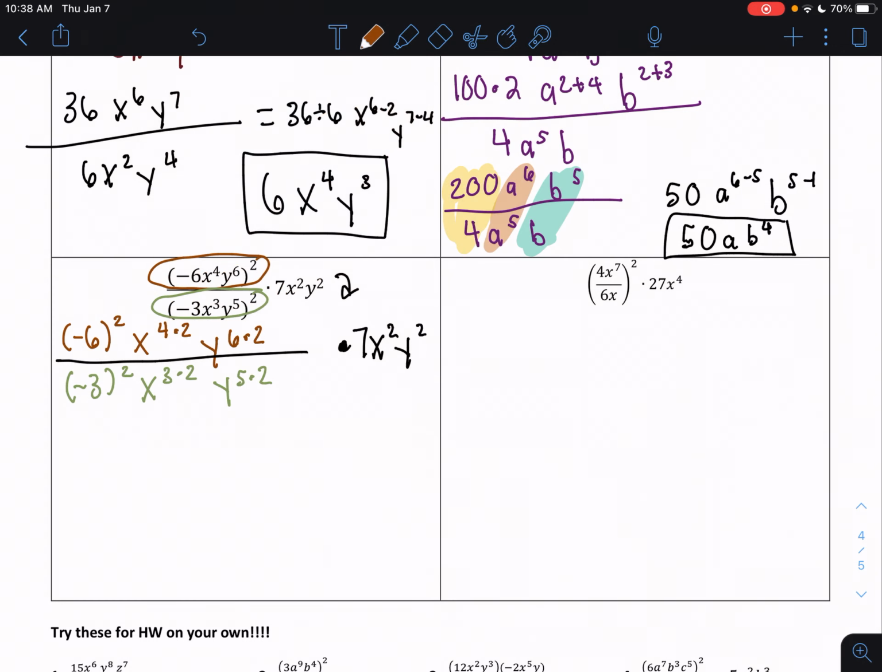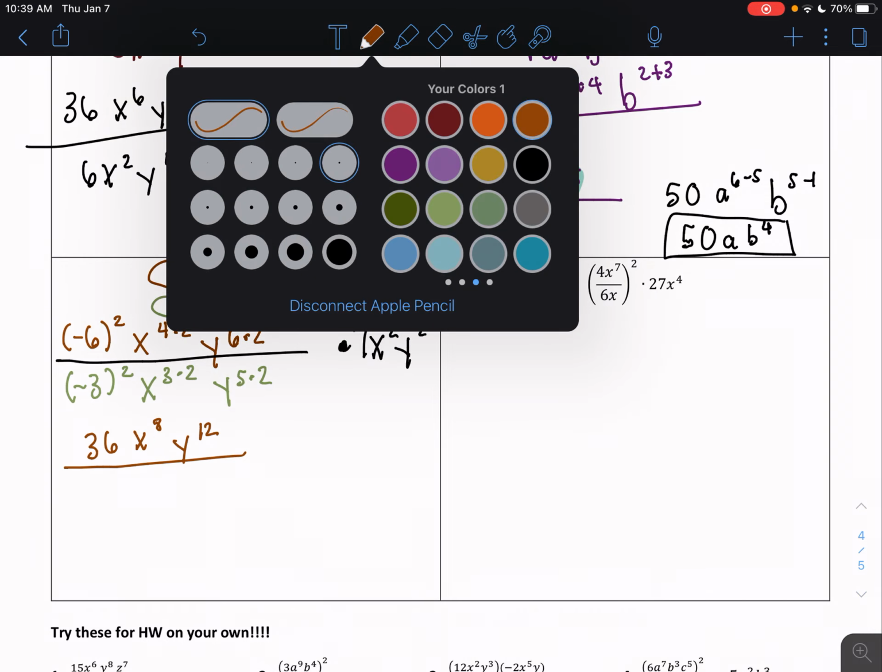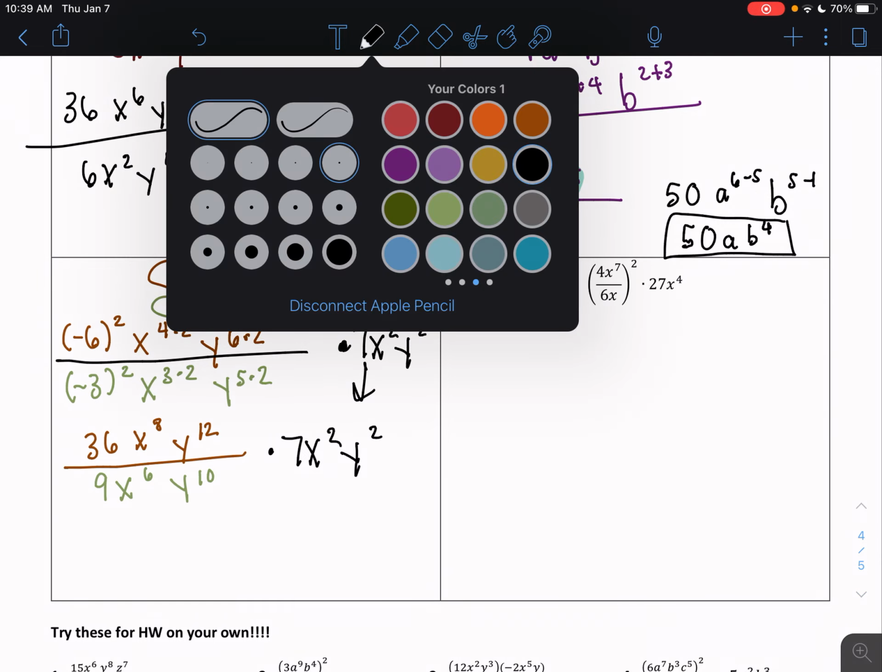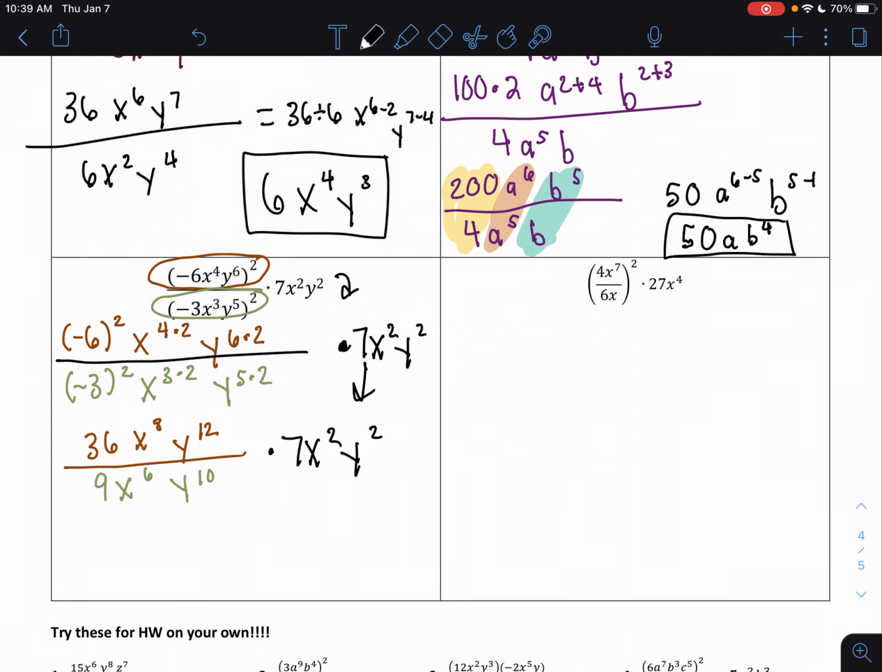So let's simplify the top part, negative 6 squared. Remember, that's going to be positive 36. And then x to the 8th, y to the 12th. Negative 3 squared, positive 9, times x to the 6th, times y to the 10th. And once again, I'm just going to bring this down. All right, let's simplify our fraction still. So what is 36 divided by 9? 4.